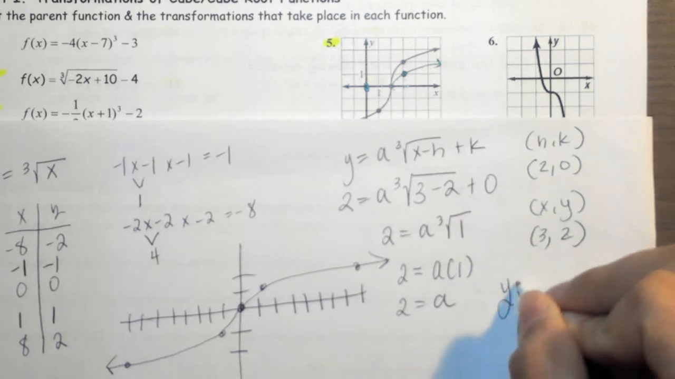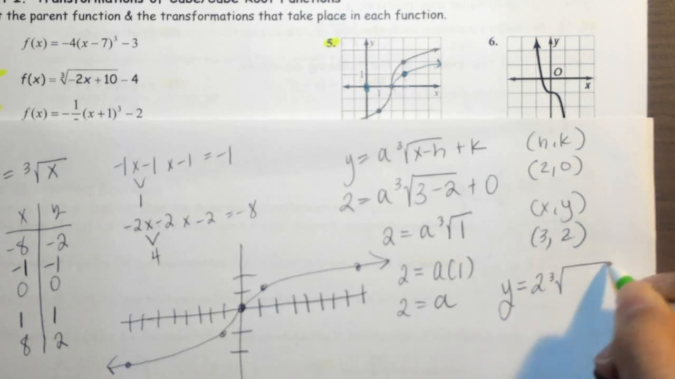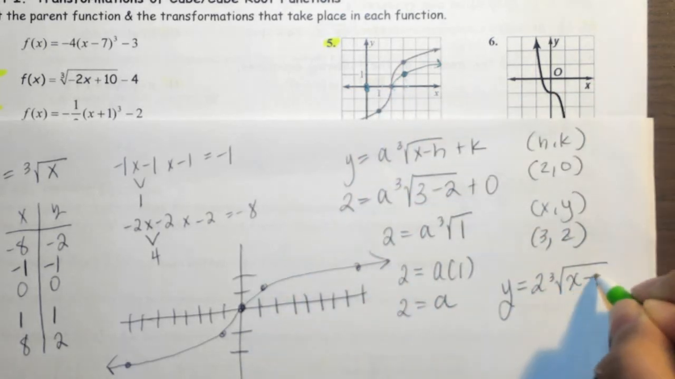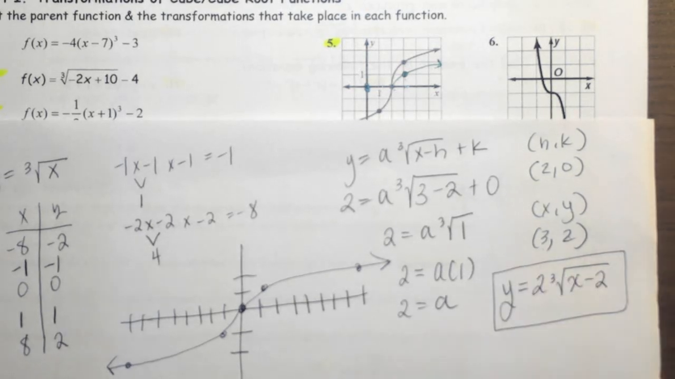So I'm going to go ahead and write my equation. y equals 2 times the cube root, and then we shift it to the right 2, so it'll be x minus 2. And that's it. That is our graph, because we don't go up or down at all.